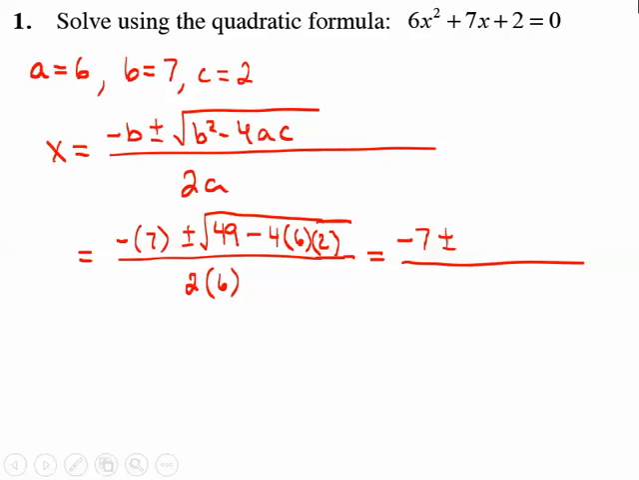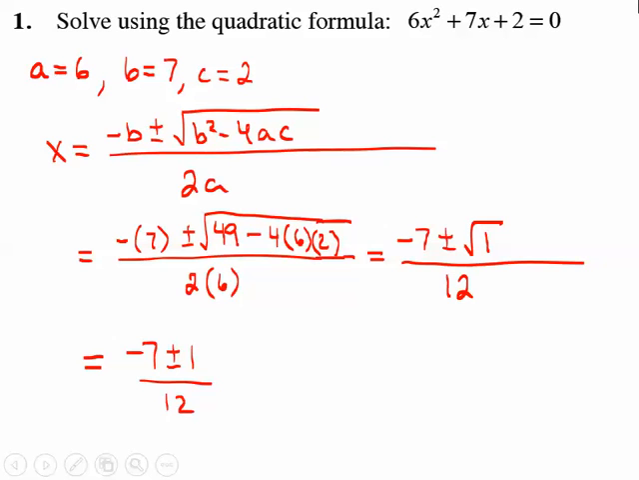Okay, let's see if we can do this in our head real quick here. Let's see, 6 times 2 is, no, 12. 12 times 4 is 48, huh? 49 subtract 48, it will just be a 1. 12 on the bottom. So negative 7 plus or minus 1 divided by 12.